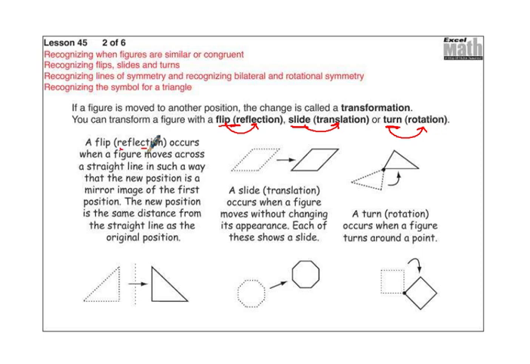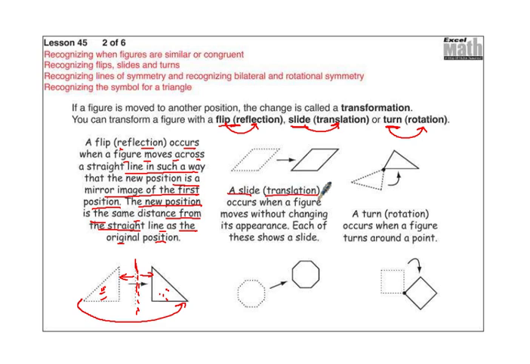A flip or reflection occurs when a figure moves across a straight line in such a way that the new position is a mirror image of the first position. The new position is the same distance from the straight line as the original position. So you can see we have this little straight line. That's like the mirror. This is the same distance away from that line on both sides. And this shape right here and this shape here are mirror images of each other. It's like we took this corner and we flipped it over to there. That's a flip or a reflection.